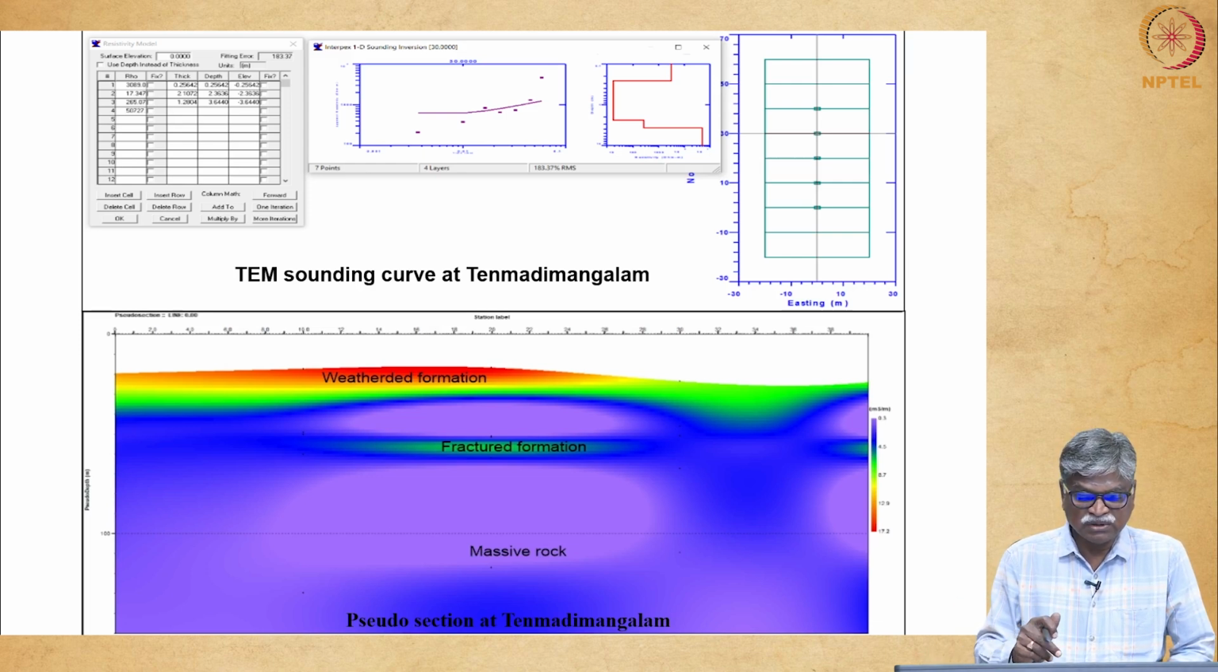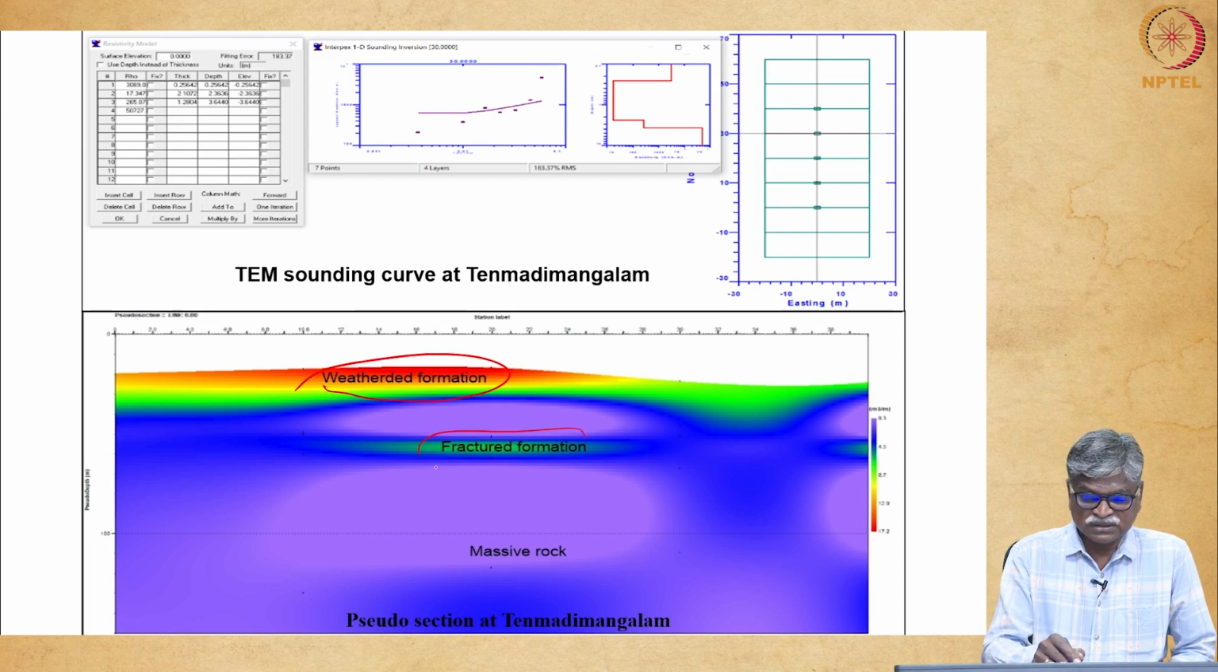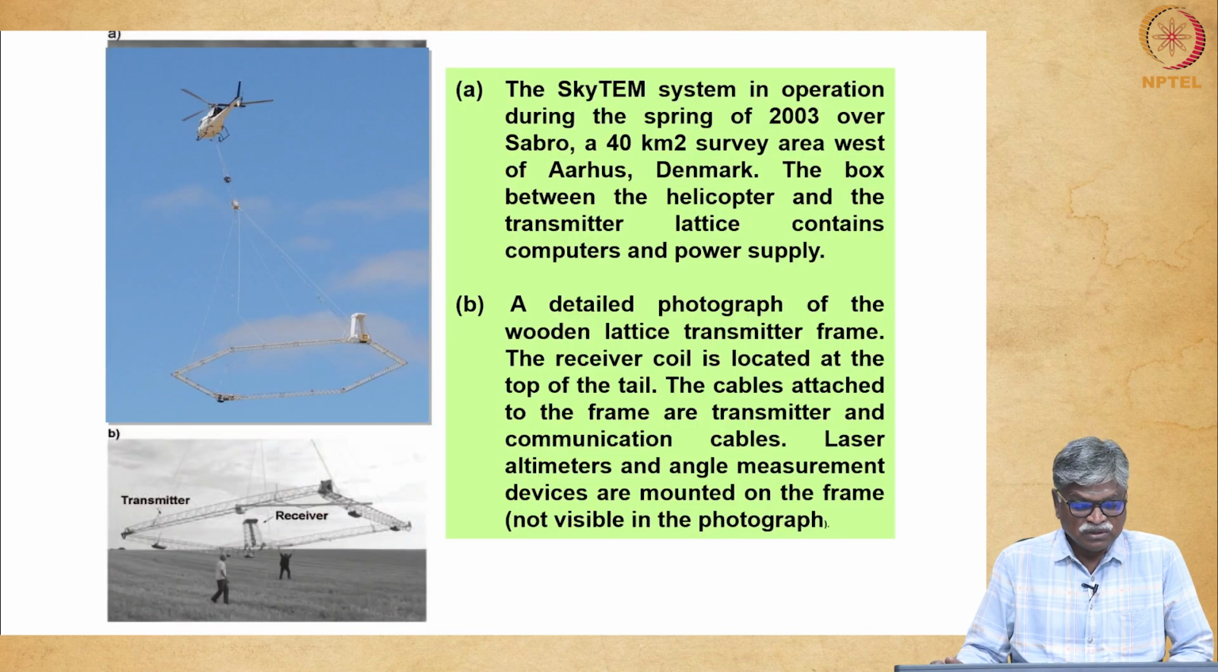This is also a coastal area, but there is no saline, only weathering you will get. Then there is one fracture also we got. Then massive also we got from ground temp. This is the high temp. What I told you in the previous slide, the same thing.